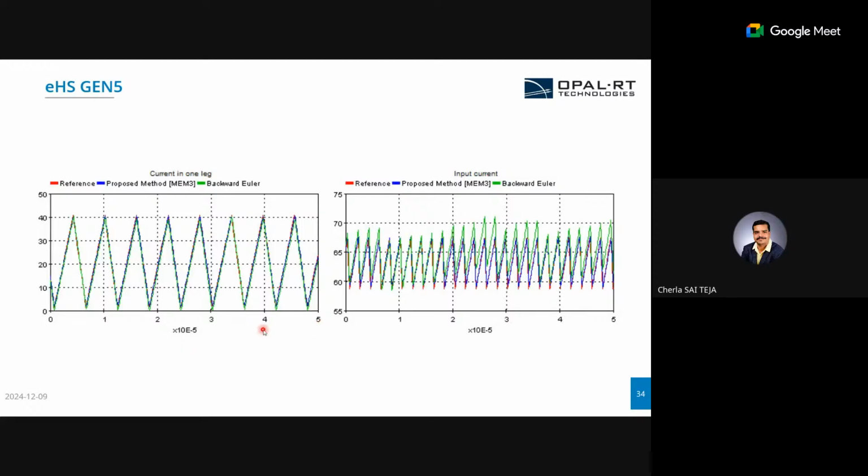Okay, as it's a fifth order discretization, you can see we are able to capture very good switching commutation events with this fifth order solver. It will be more accurate, I can tell that.